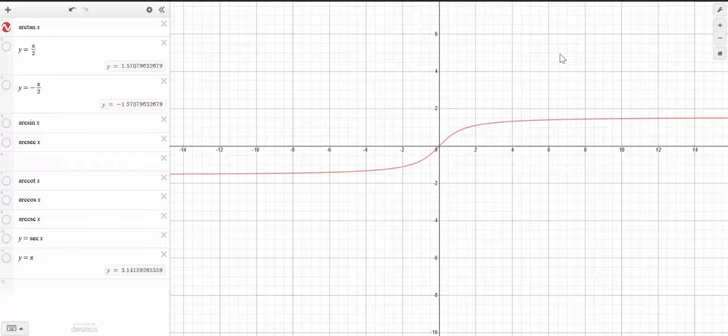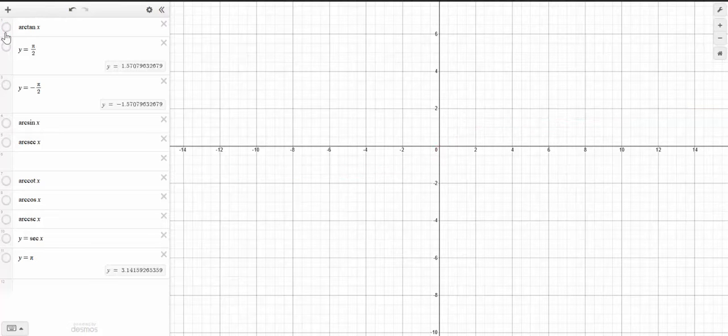Let's see if we can figure out how to differentiate an inverse trig function. And how I want to start this is by looking at the graphs. So here, this first one is the graph of arctan. Now, one of the things I want to point out about this graph is that it is always increasing. Look at that, always increasing. So we would expect the derivative of arctan to always be positive.